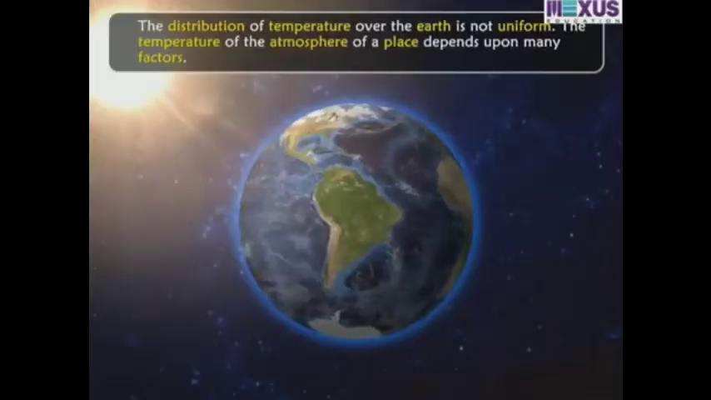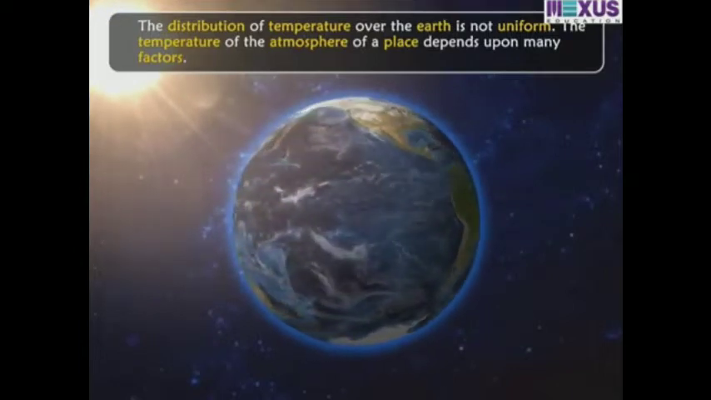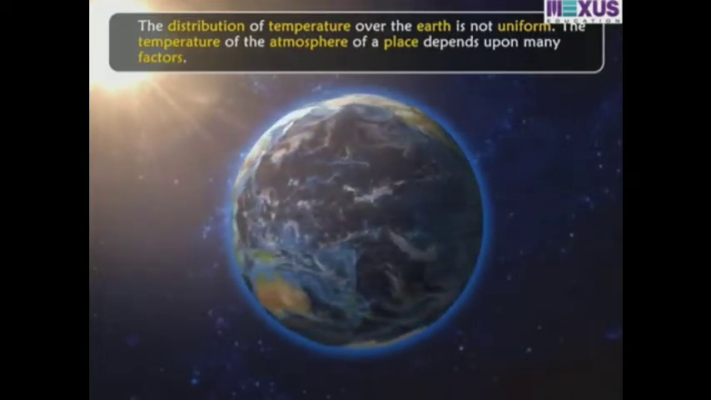Today, we mainly discussed four factors that influence the distribution of temperature. First one is latitude, second one is altitude, third one is nearness of sea, and fourth one is wind. Students, I think all of you understood how these factors influence the distribution of temperature. In this chapter we discussed four factors that influence the distribution of temperature.